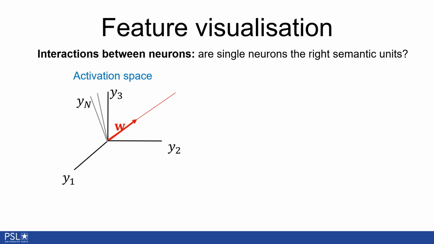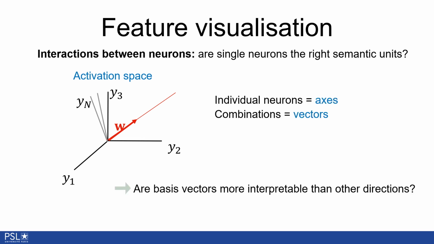Are single neurons the right semantic units, or do we need to take interactions into account? In this geometric picture, the activations of individual neurons correspond to the individual axes in the activation space, while different combinations of neurons correspond to vectors or directions in this space. Our question then becomes, are inputs along basis vectors more interpretable than inputs along other directions? To address this question, we can look for inputs that maximize the activation along different directions in activation space and try to interpret them.